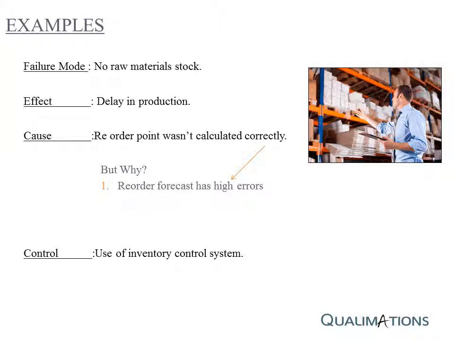Once this is done, the next question is, do we have control now? Yes, there is. We use an inventory control system, but despite this the reorder was not done correctly. Is there a better method? All these are part of the FMEA analysis.